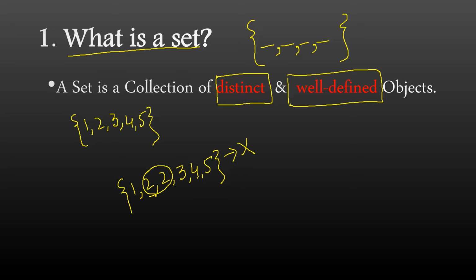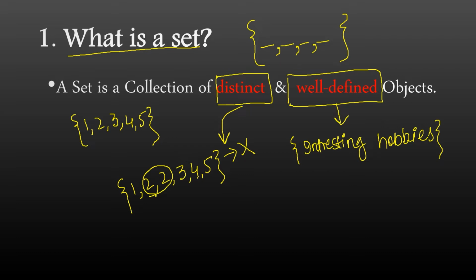Next we come to the point well defined. This was a counter example of distinct, and now we see a counter example of well defined. Let me say the collection of interesting hobbies. This is not a well defined collection because interesting hobbies for me could be different and interesting hobbies for you could be different. The hobbies differ from person to person. That's why this collection will not be well defined.